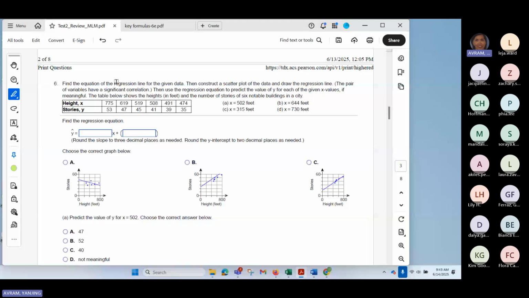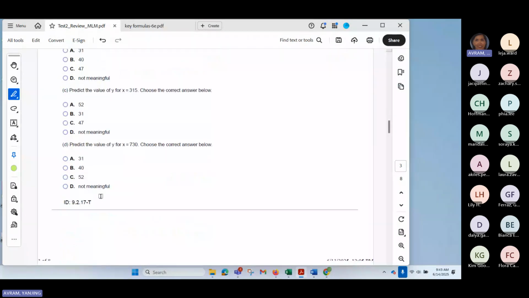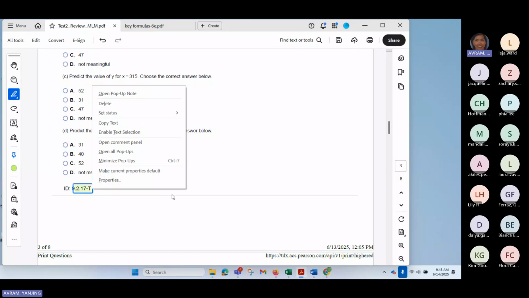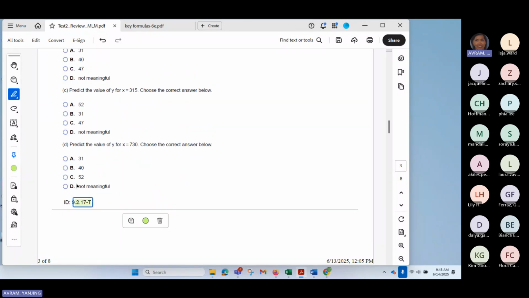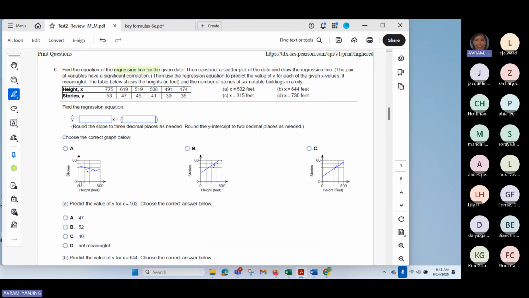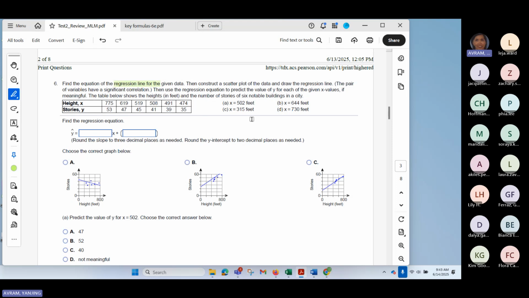This one is a regression line. You want to find a regression line, construct a scatter plot of the data, and use the regression equation to predict the value of y for the given x. So this is about 9.2, using the technology. It will be much easier than using the formula.